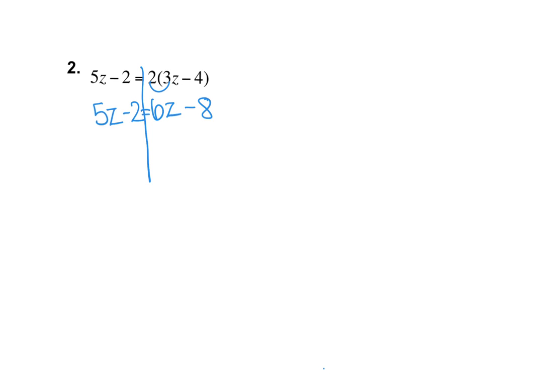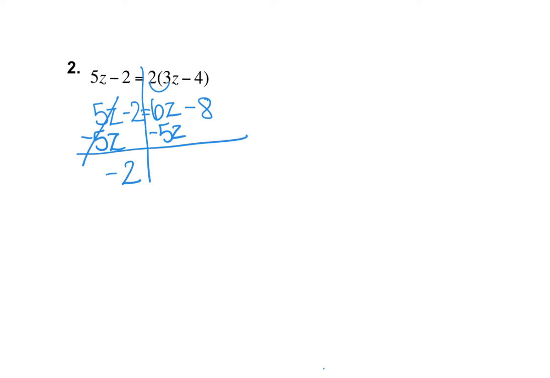So now you have to bring your variables all to one side. I could either subtract the 6z or I could subtract the 5z. It doesn't matter. You're undoing one. I'm going to subtract my 5z on both sides, but it doesn't matter if you had done the other.